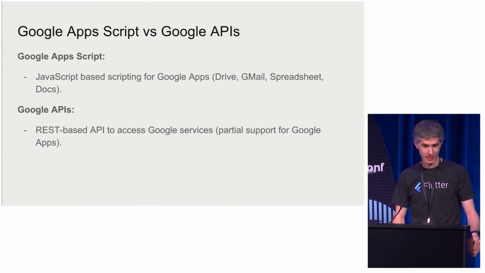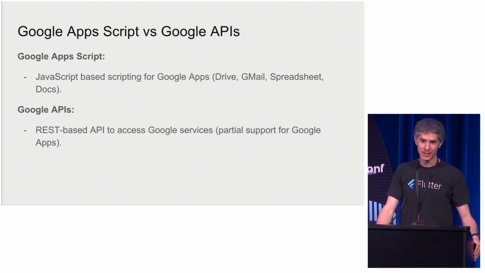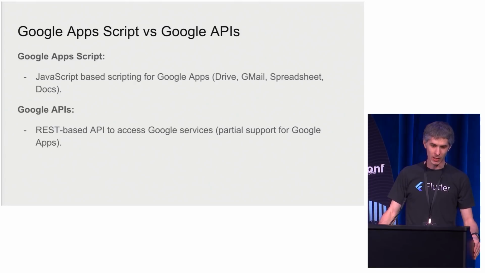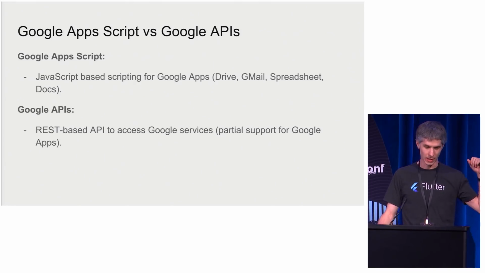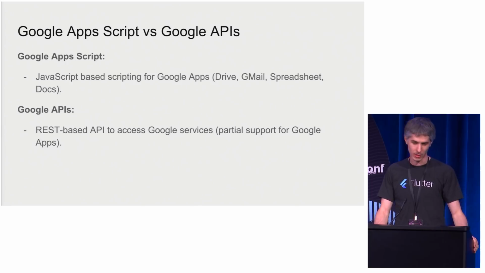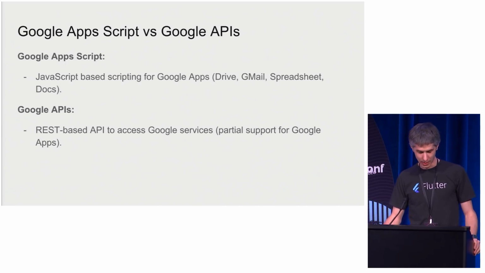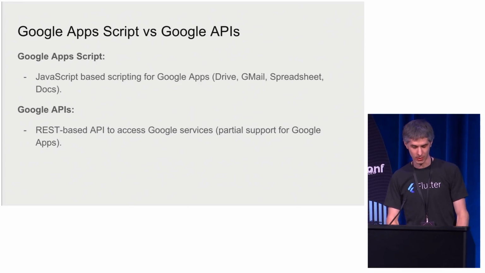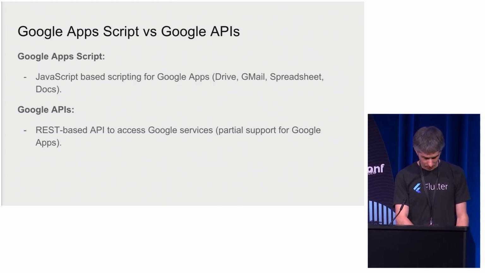So I have only two slides, and one of them was the title. Mainly is because I want to make sure you understand the difference between Google Apps Script and Google APIs. Google Apps Script is the scripting language you use to control Google Drive, Gmail, spreadsheets, docs, and so on. And Google APIs is a RESTful API where you can access many, many more Google services. I use both in this talk. So Google APIs, that's the REST, and Google Apps Script, that's controlling the docs and so on.